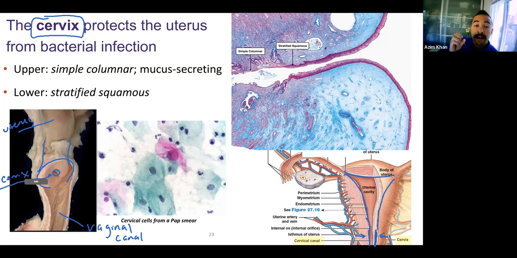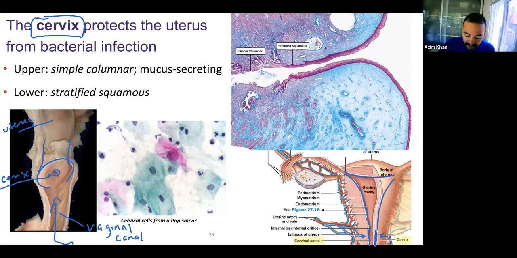The cervix, by being narrowed, is allowing for protection of the uterus from bacterial infection. There's a literal passageway from the vagina so things can come in, and we don't want harmful bacteria to make its way all the way up. That would lead to an infection.